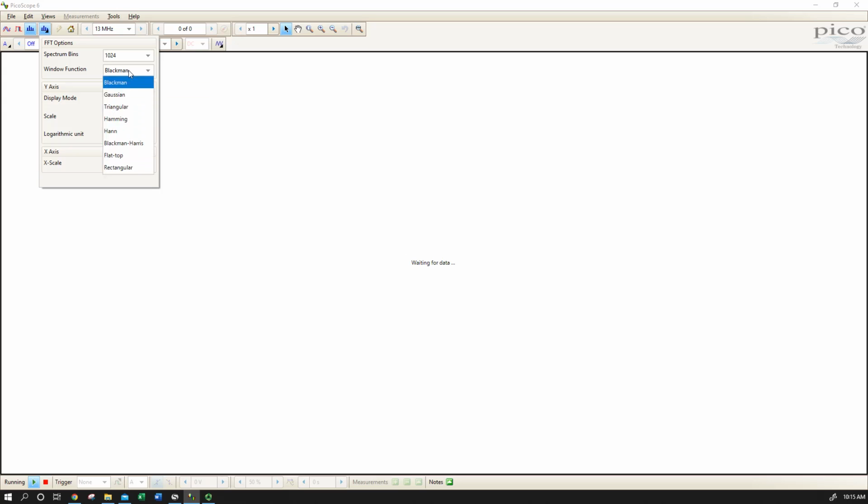There's a window function that basically says, for each frequency increment that we're going to gather data over, how do we want to treat the edges of that window? If you look in the Picoscope manual under frequency spectrum measurement, you'll see that the Blackman-Harris is noted as being good for general measurements, so I'm going to use that.